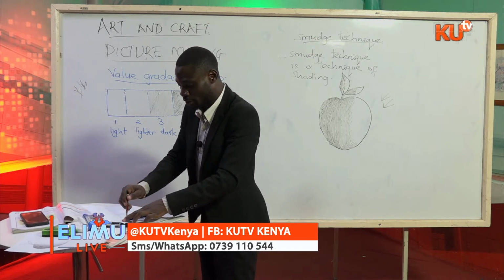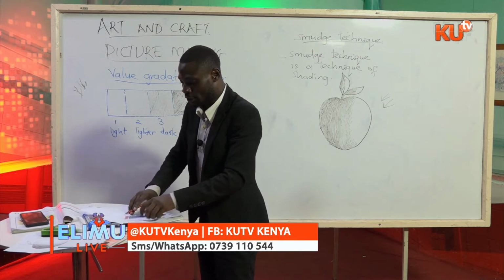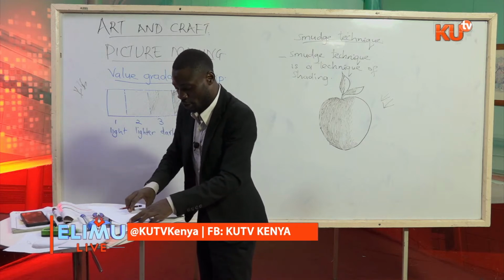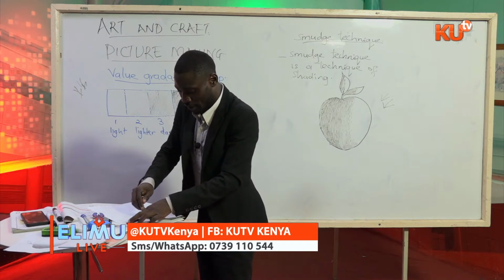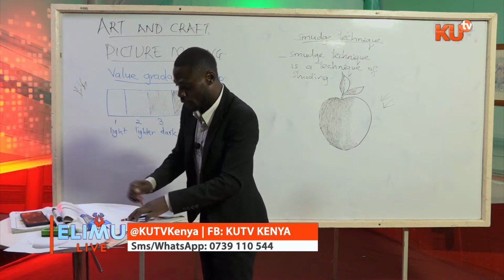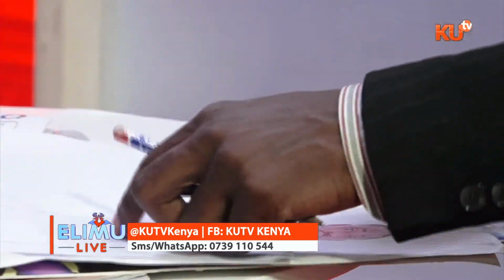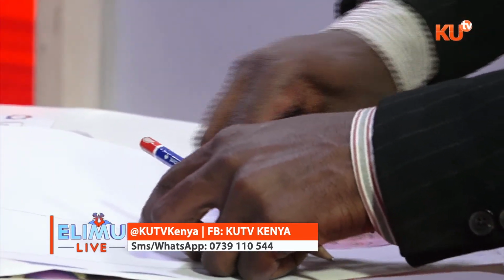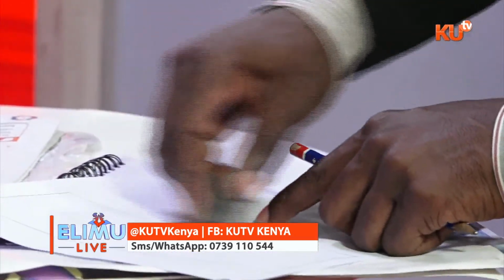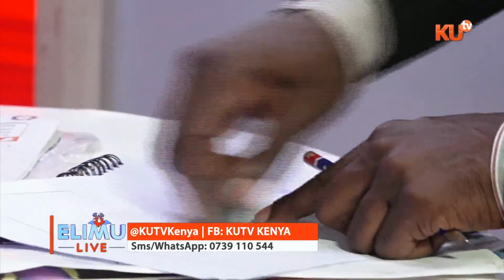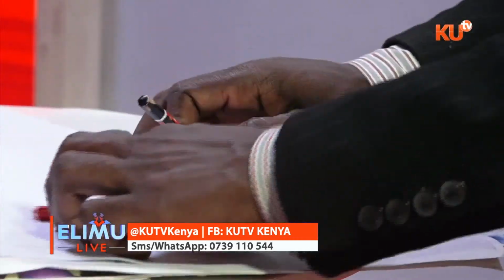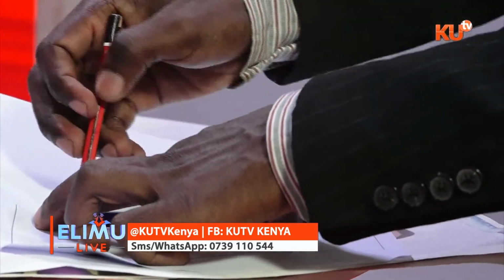And don't just draw a frame. Make sure the lines of your frame are straight, and where you go wrong, you have to correct using a rubber. They say no one is perfect, so you must have a rubber. Don't just assume that you are perfect. Make sure you have a rubber.